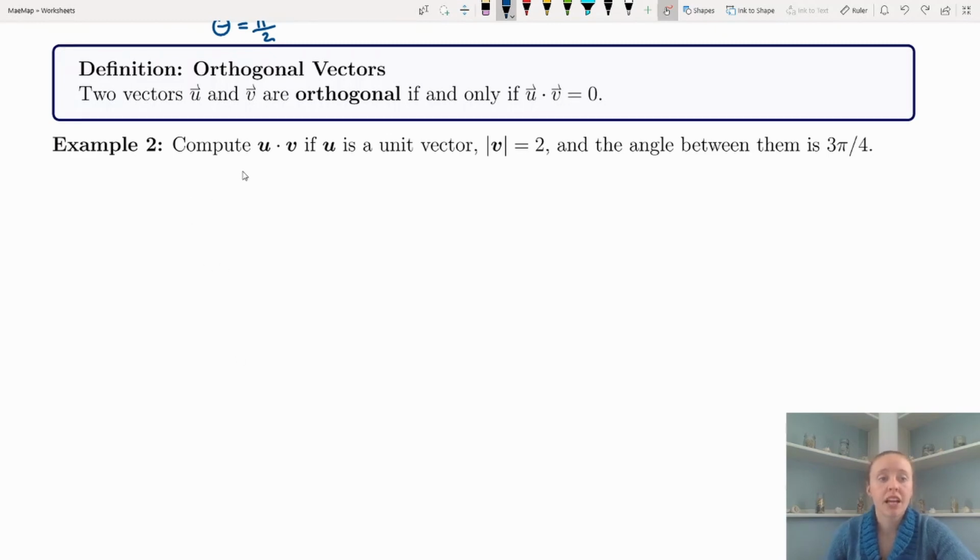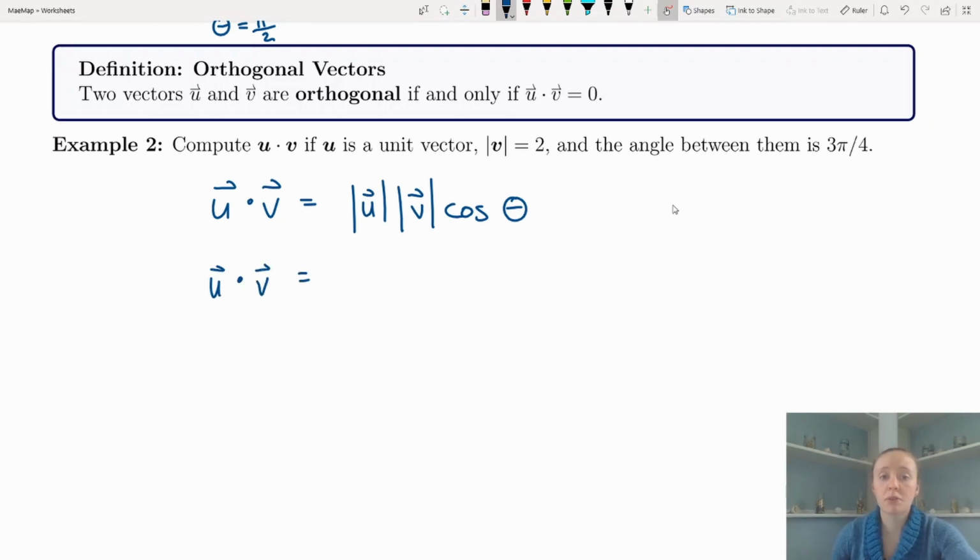In example 2, it says compute the dot product if u is a unit vector and the magnitude of v is equal to 2 and the angle between them is 3 pi over 4. So let's just rewrite our definition. U dot v is going to be equal to the magnitude of u times the magnitude of v times the cosine of theta. Even just thinking from those pictures above, 3 pi over 4 is in that interval between pi over 2 and pi. So we know we're dealing with an obtuse angle, which is going to be a negative dot product. So I know I'm going to have some negative number as my dot product.